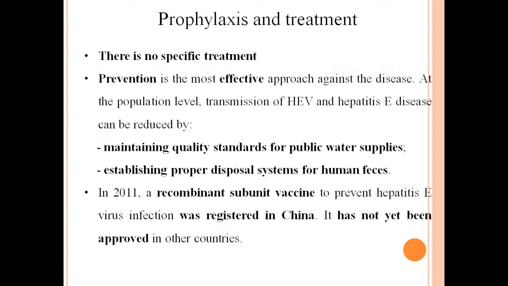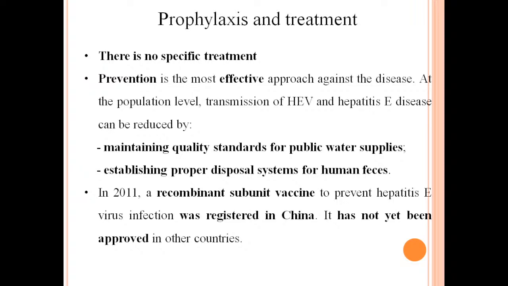Prophylaxis and treatment. There is no specific treatment of hepatitis E. Prevention is the most effective approach against the disease. At the population level, transmission of hepatitis E virus and hepatitis E disease can be reduced by maintaining quality standards for public water supplies and establishing proper disposal systems for human feces.